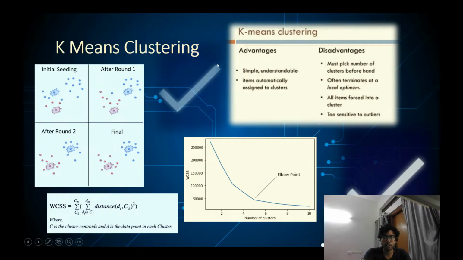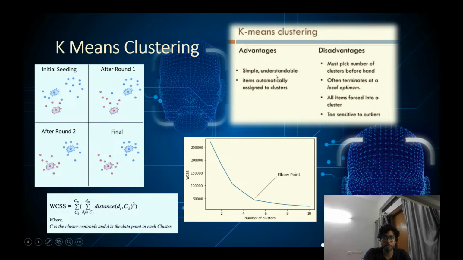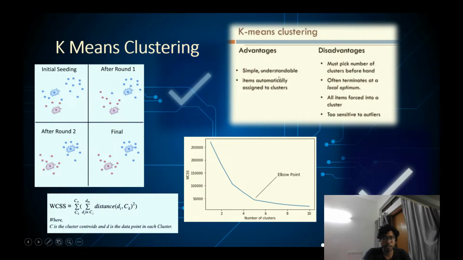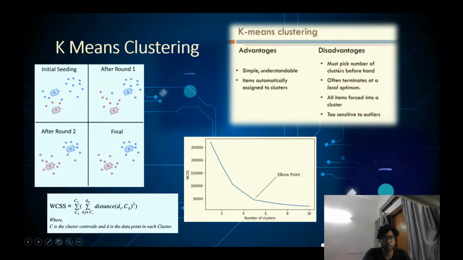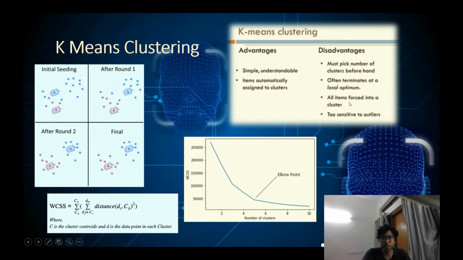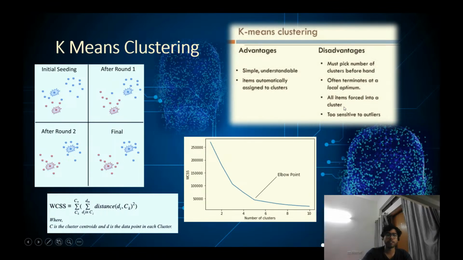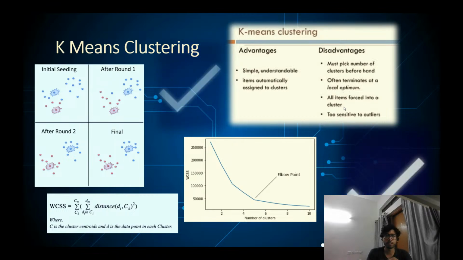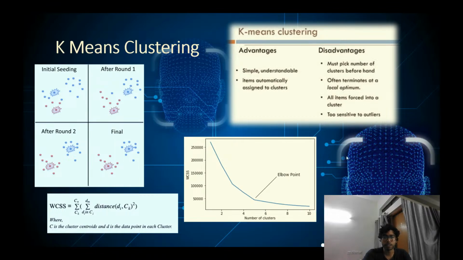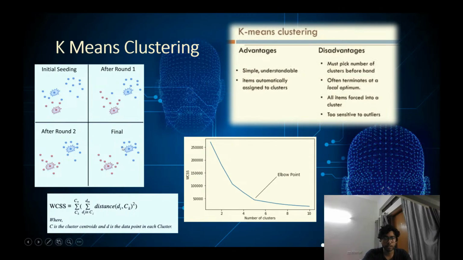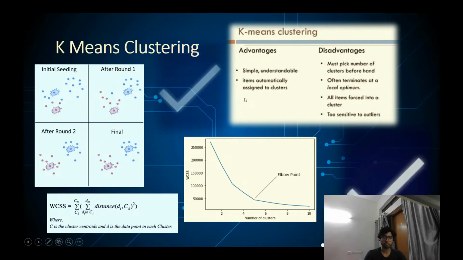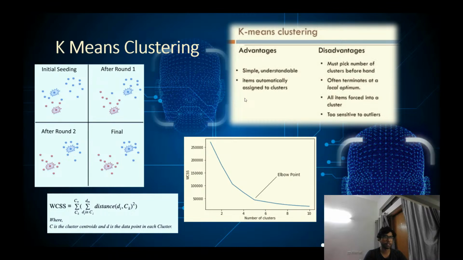So again, what are the advantages and disadvantages of k-means clustering? K-means clustering is simple, understandable, and items are automatically assigned to clusters. But disadvantages are you have to pick the number of clusters before, and all items are forced into a cluster. As I was saying earlier, it's a partitioning algorithm, so either you fall in one cluster or another, and it is too sensitive to outliers. So if you have some outlier in some part, it will be affecting the clustering and so on. So is there any question on k-means clustering?